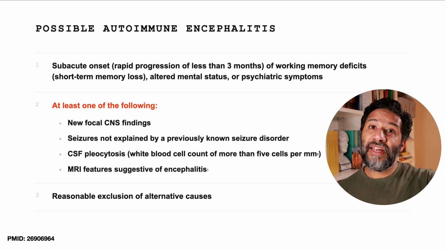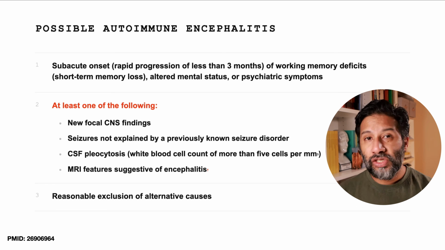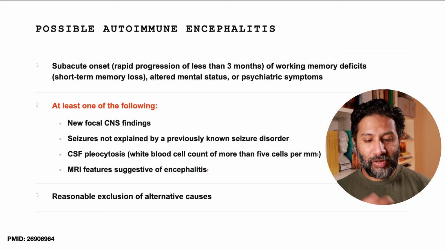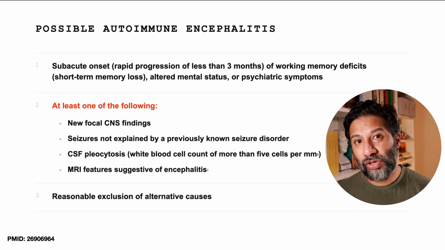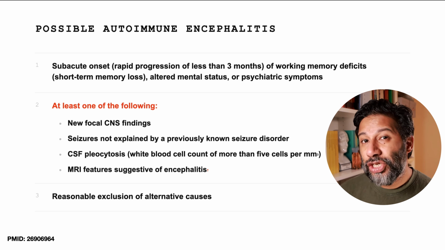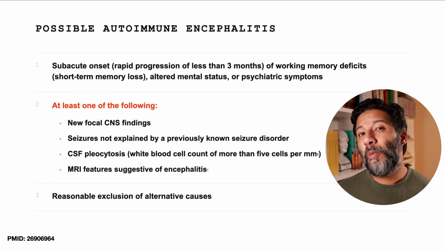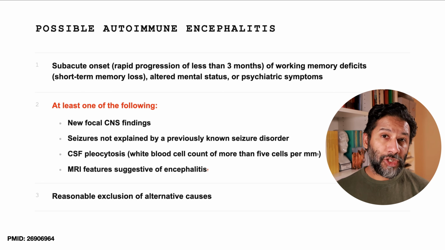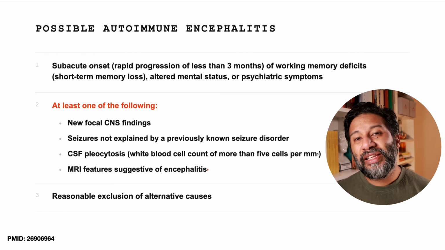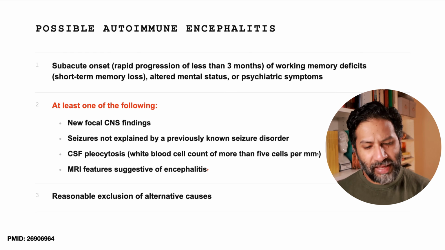Then you need to have at least one of the following, and that is focal neurology. So a new hemiparesis, a facial palsy, a sensory loss, some sort of focal neurology we can find on the neurological examination. Or new onset of seizure activity in someone who's never had seizures before. And we want to see some form of inflammation, and that can be a lumbar puncture demonstrating an elevated white cell count, or an MRI that is in keeping with what we would typically see with an encephalitis, and we'll explain that as we go through.